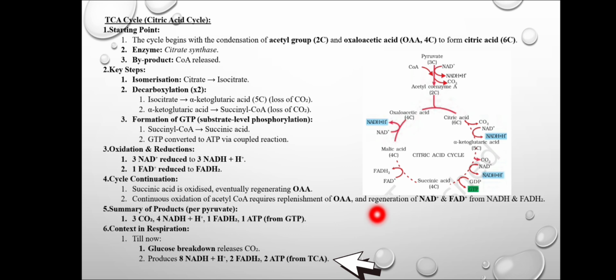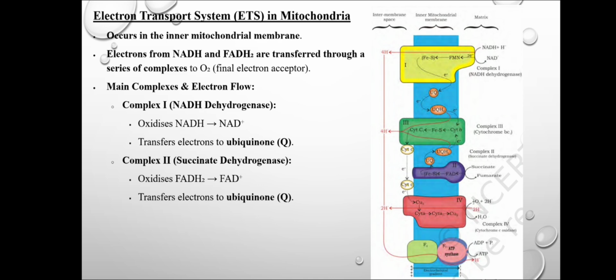Now the NADH and FADH produced during this process need to be converted into ATP, and for that we need to go through the electron transport system. The electron transport system takes place in the inner mitochondrial membrane. Now here, if you can see, there are 5 complexes present: 1, then 3, 2, 4, and the last one we also call complex 5.